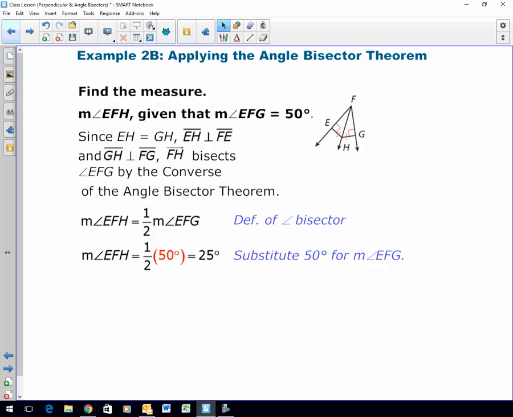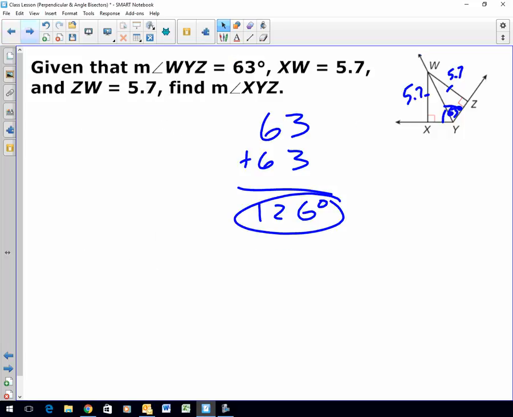Which one did I give you on the other one? EFH. Find the measure of EFH if the big angle is 50 degrees. If I've got the big angle, I would divide by 2. Here, I was given the smaller angle and I asked you for the bigger angle. So I multiply by 2. Okay?